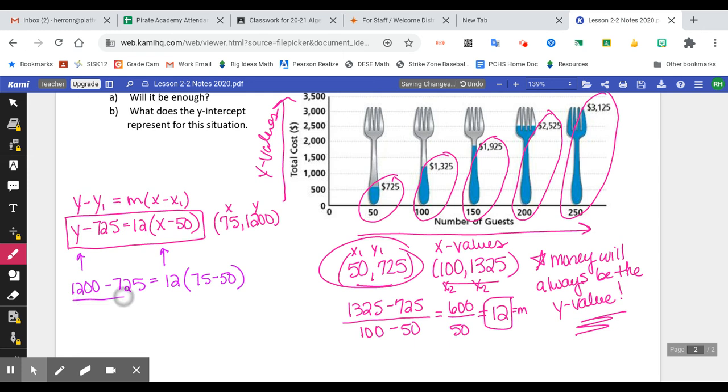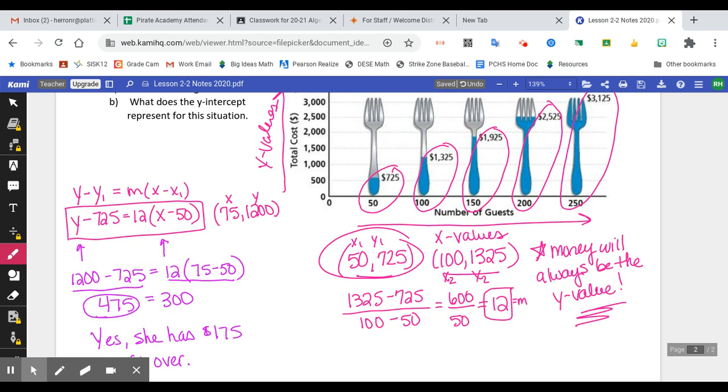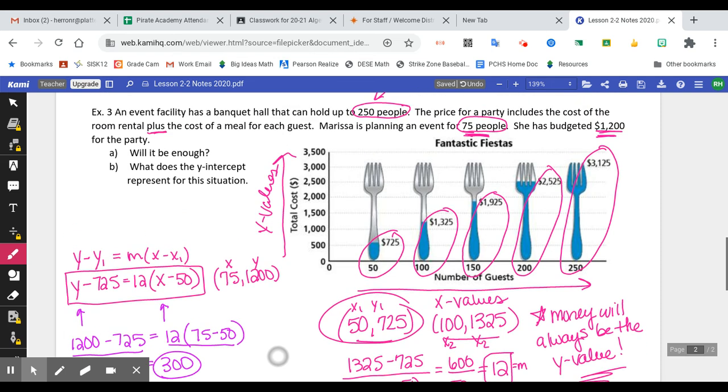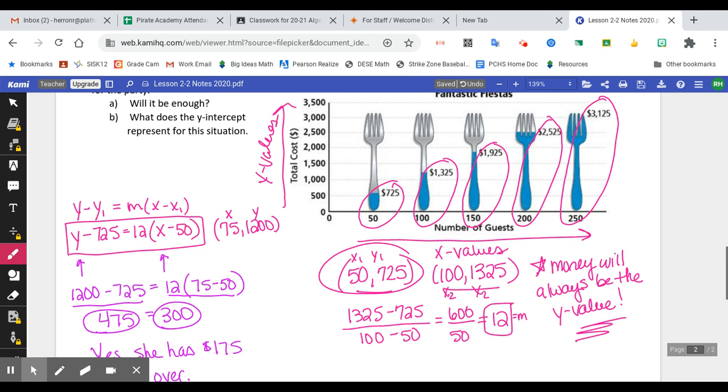Okay, if you do this side, you get 475. And if you solve this side, you get 300. So, yes, she has enough money. Okay, and actually, she will have $175 left over, since this side has more than this side. All right. Hopefully that all makes sense and you're good to go with that.